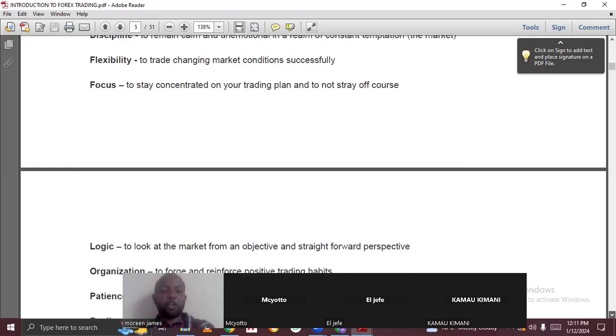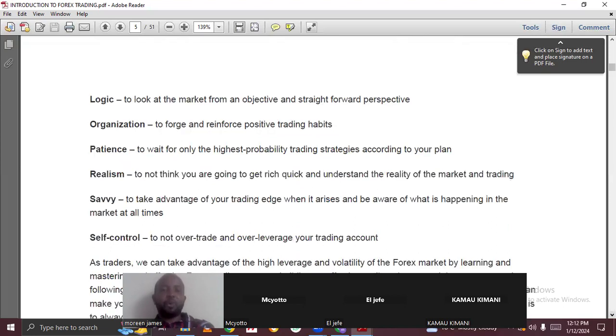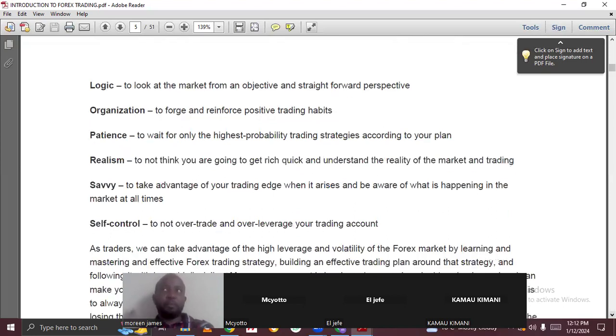So another thing, logic, to look at the market from an objective and straightforward perspective. You have to always think logically. Remove the emotion. The way you do 1+1 is 2. What if 1+1 is 1? Anyway, I'm just saying. Organization, to forge and reinforce positive trading habits.